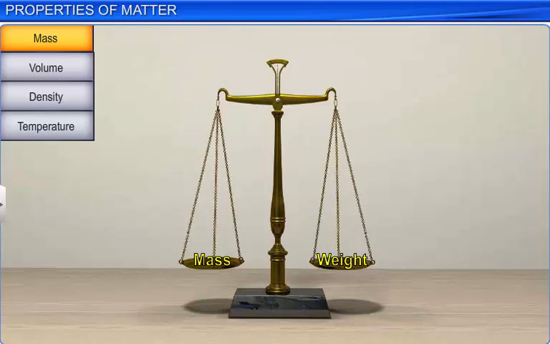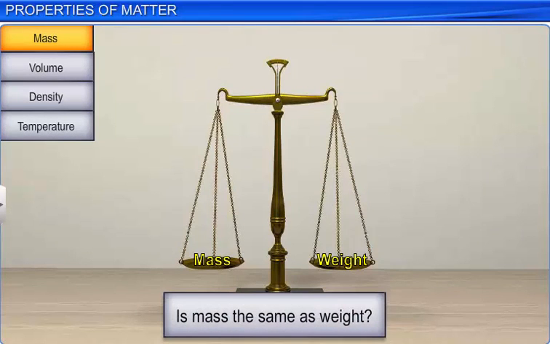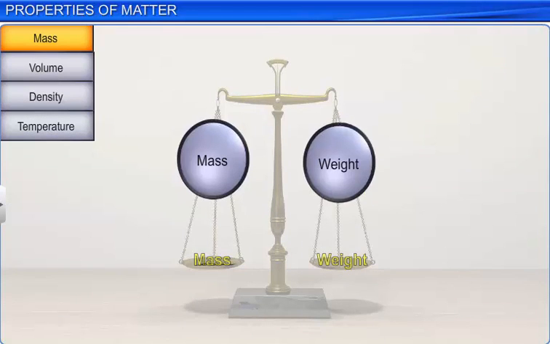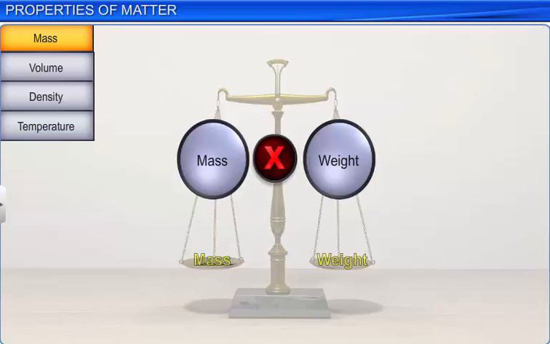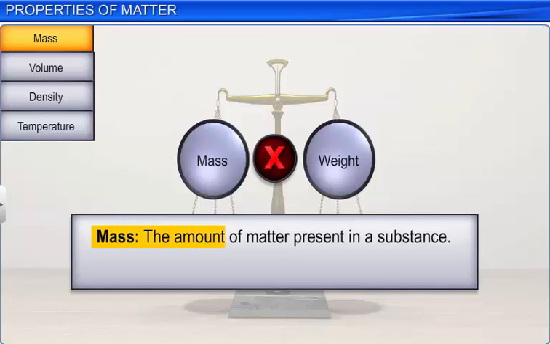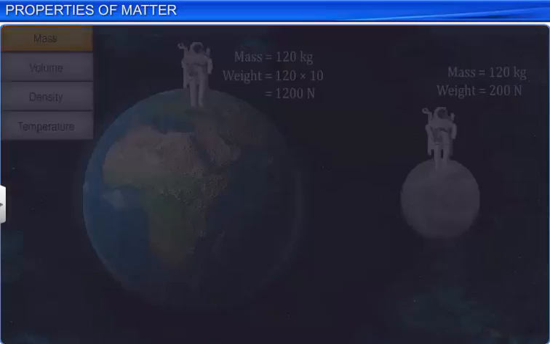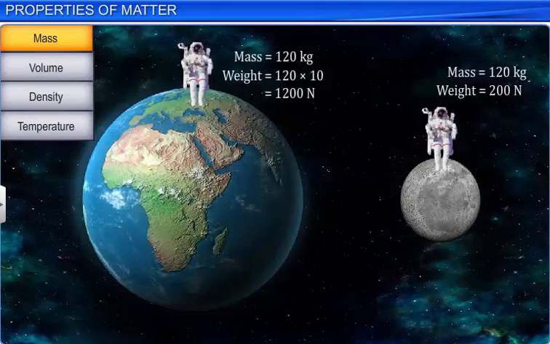Think about it. Is mass the same as weight? Oftentimes, people consider mass and weight to be the same thing. However, that is not the case. Mass is the amount of matter present in a substance, while weight is the gravitational force exerted on a substance. This implies that the mass of a substance remains constant, whereas its weight may differ from one place to another due to change in the gravitational force.